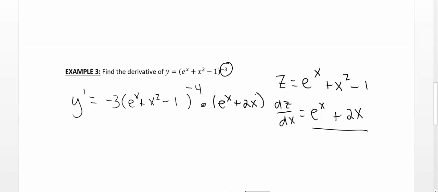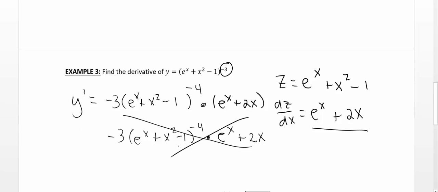So my final answer looks like this, but I really want to caution you. If you don't use parentheses on that final term, so you have negative 3 e to the x plus x squared minus 1 to the negative 4 times, and if you write e to the x plus 2x with no parentheses, that is not the same thing, okay? That is not the same answer because that first term, it's only multiplying the e to the x and not the plus 2x. And our rule says it has to multiply the entire derivative. So be really careful with your parentheses. Whenever you have more than one term, I urge you to put them in. Let's look at another example.